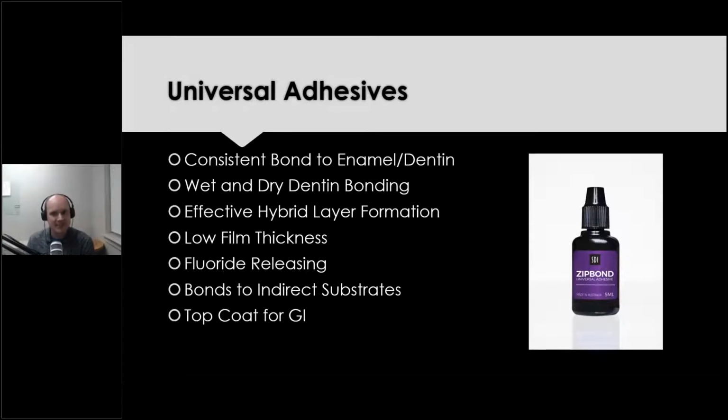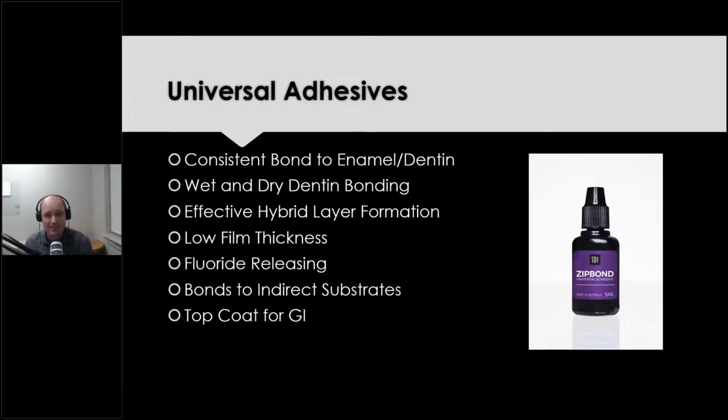When I started out using Scotch Bond at my office, I'd come back and my composites would have a radiolucency under them, and I wasn't sure if it was recurrent decay or if it was the bonding agent. And if they go to another office, they're probably going to get a new filling, and it may not be necessary. So, low film thickness, it releases fluoride.